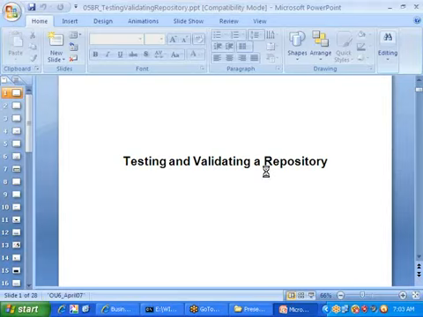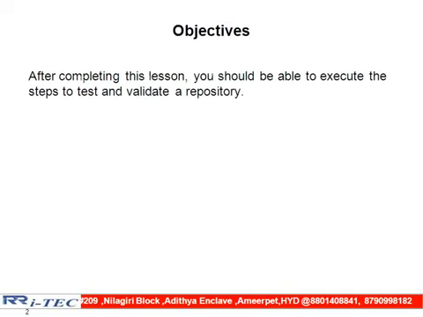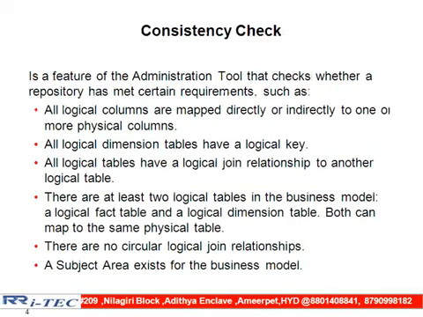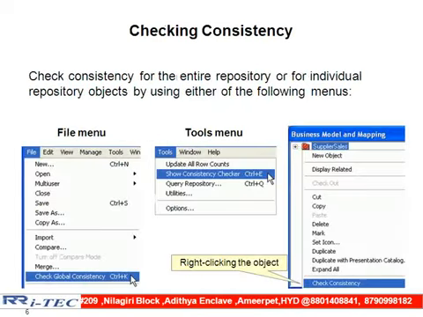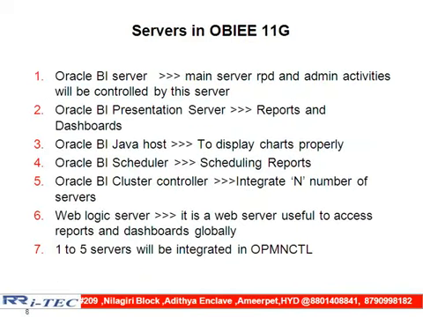Next, we went for loading the repository. Before that, we discussed the servers. What are the servers available in our version, OBIEE 11g? One is the Oracle BI server. Second is the presentation server. Next, Java host, scheduler, cluster controller. And the final one is the WebLogic server. WebLogic server was newly introduced in OBIEE 11g. It was not there in OBIEE 10g.